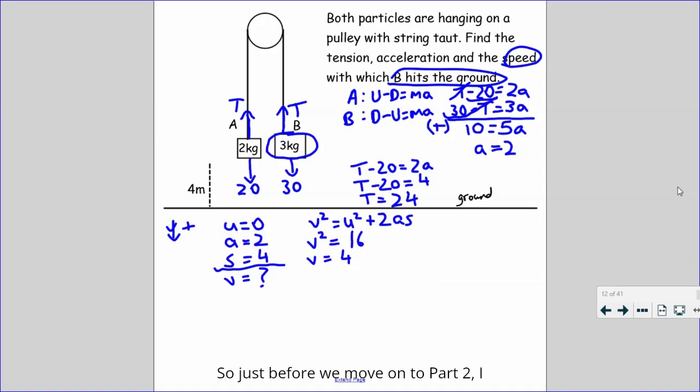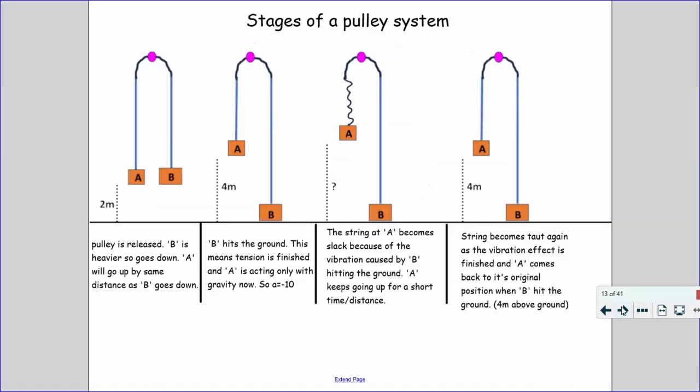Right, so just before we move on to part 2, I just want to show you how the pulley system actually works throughout the different stages. Right, so you start off, so this is stage A, where the pulley is being held at rest. Okay, then you release the pulley. When you release it, B is the heavier particle, so B goes down, and A will go up because A is lighter.